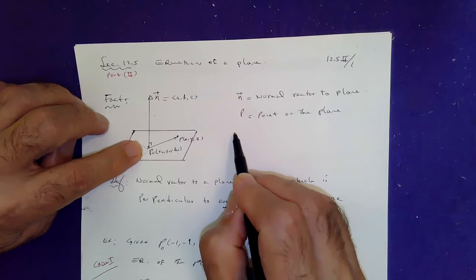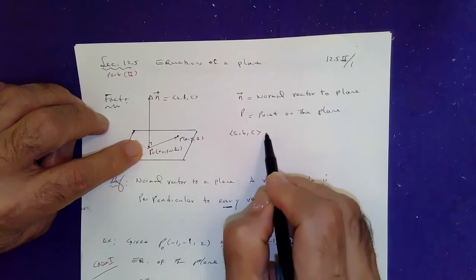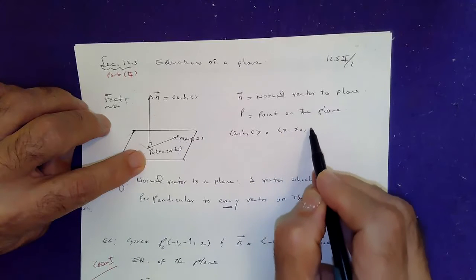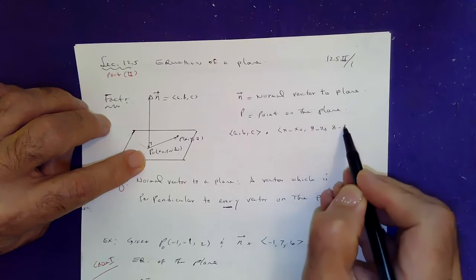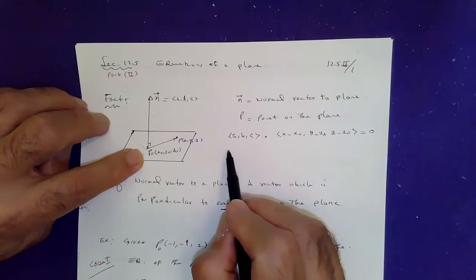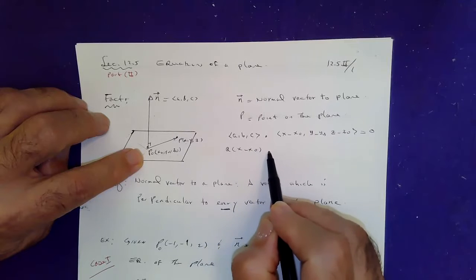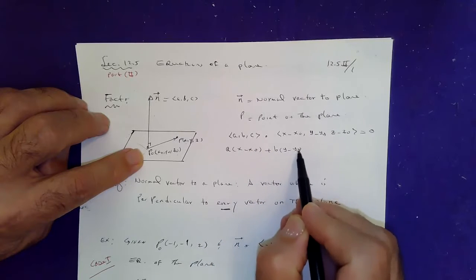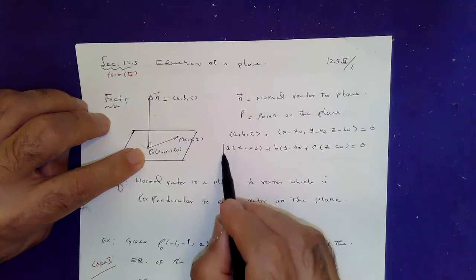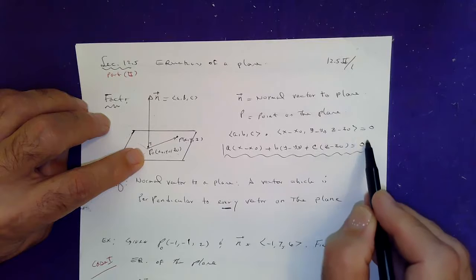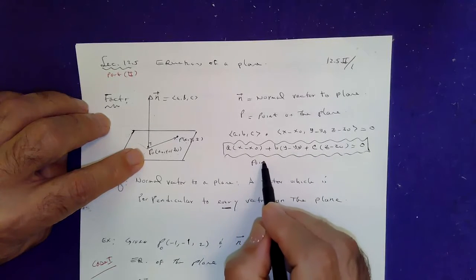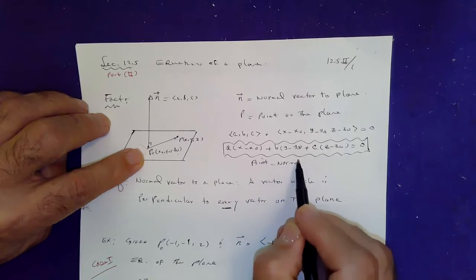In other words, we take A, B, C, which is the normal vector, dotted with this vector, which is x minus x0, y minus y0, z minus z0. Guess what? That's supposed to be equal to 0. If you take the dot product, you get A times (x minus x0) plus B times (y minus y0) plus C times (z minus z0) is equal to 0. There you have it. This is called the point normal form of the equation of a plane.